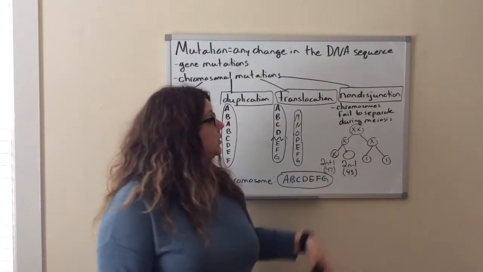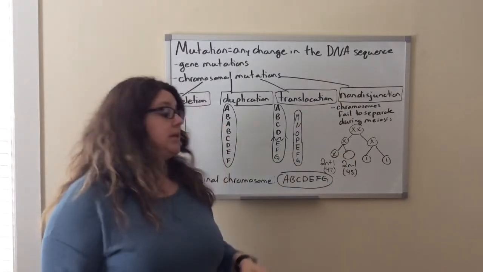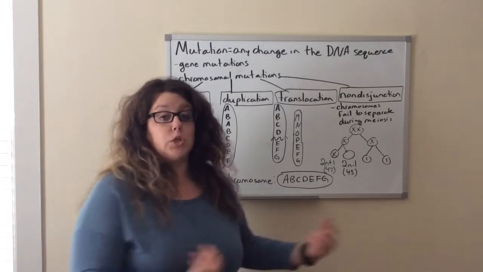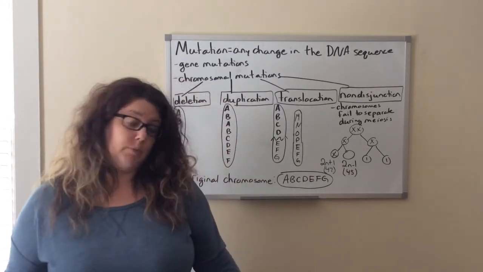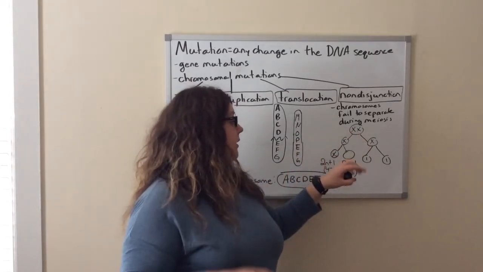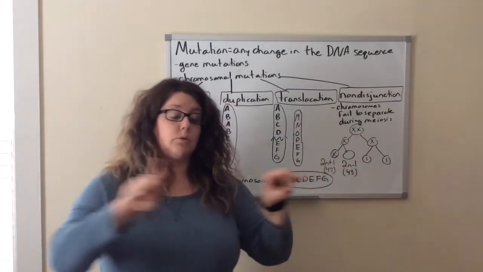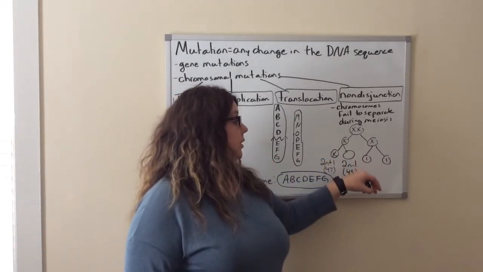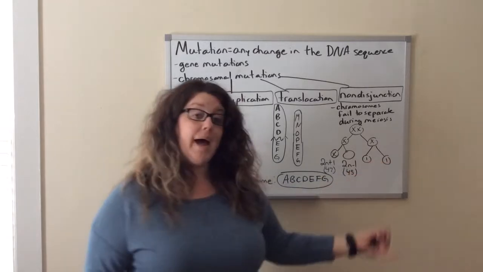Okay, non-disjunction is one of the most difficult ones, but it's basically when the chromosomes fail to separate during meiosis. What that does is you're going to get too many chromosomes or too few chromosomes. Here you have meiosis 1, where your pairs separate. In meiosis 2, you want those sister chromatids to separate, but they don't. This would be the normal situation where you're diploid and you end up haploid.